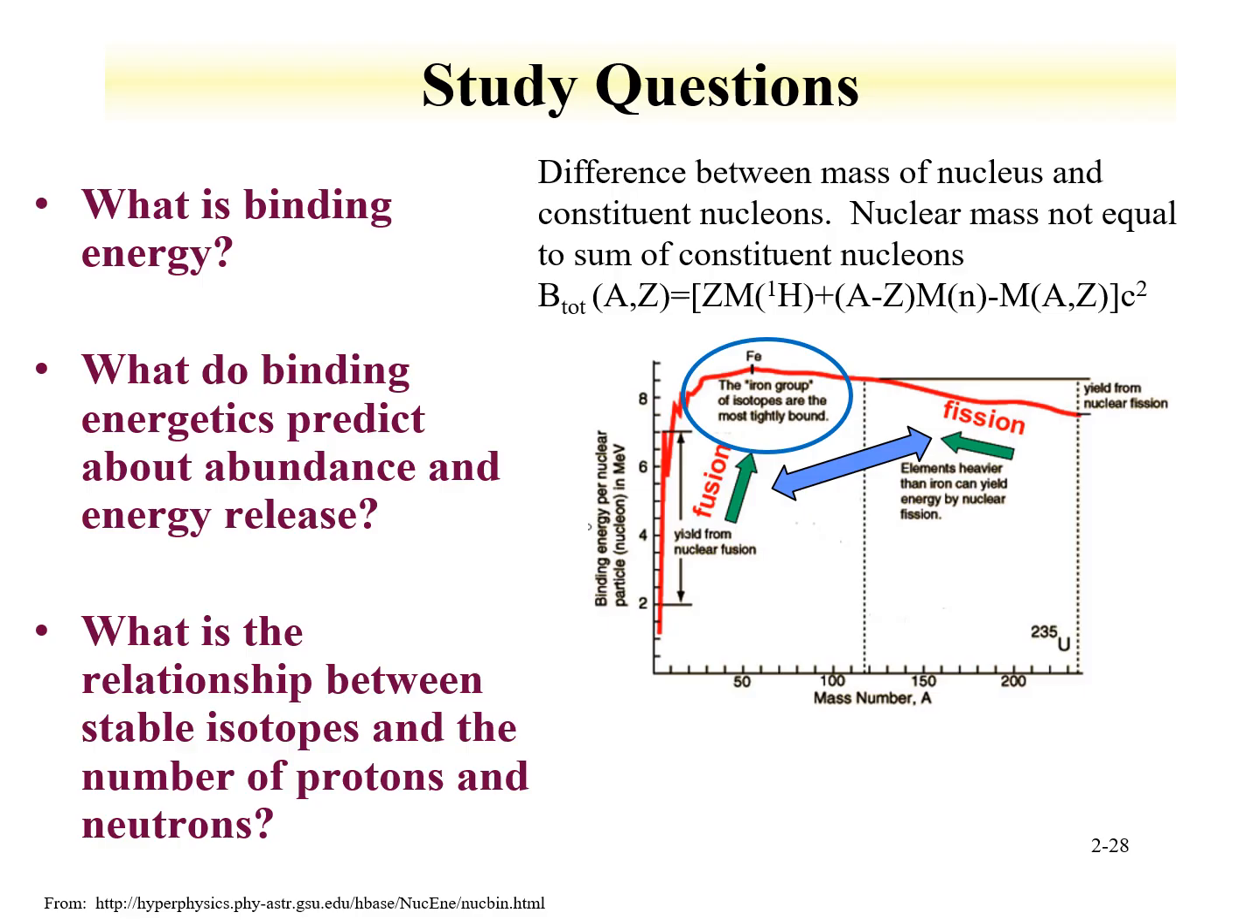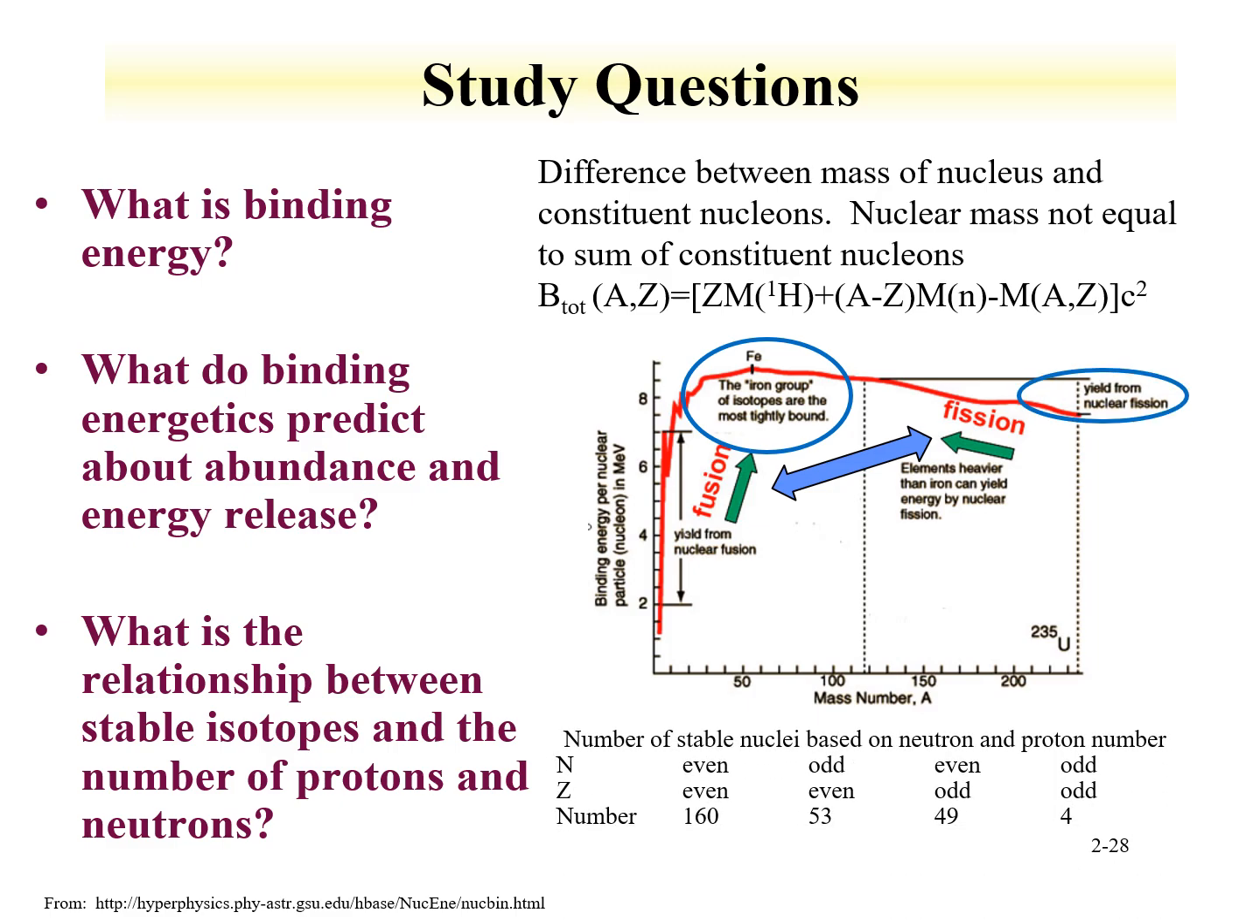Another question could be the relationship between stable isotopes and the number of neutrons and protons. Well, we discussed that of the stable isotopes, over half of them are even-even. About an equal number are even-odd or odd-even. And there are only 4 stable isotopes with an odd number of neutrons and an odd number of protons. So even nuclei tend to be the most stable.